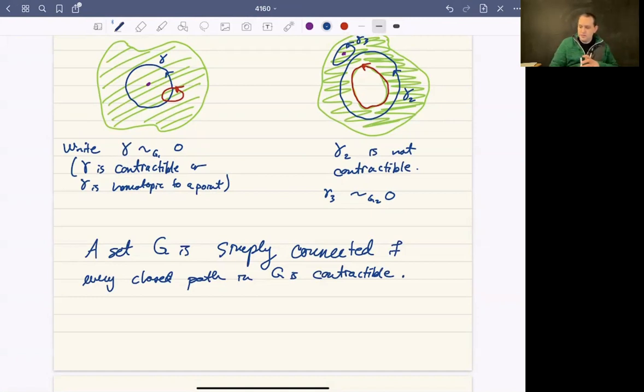Yeah, I think that's really all I wanted to say. So the homotopy of two paths depends on the underlying set, and then here's what simply connected means. So intuitively, simply connected means that it has no holes or that every closed path is homotopic to a single point.